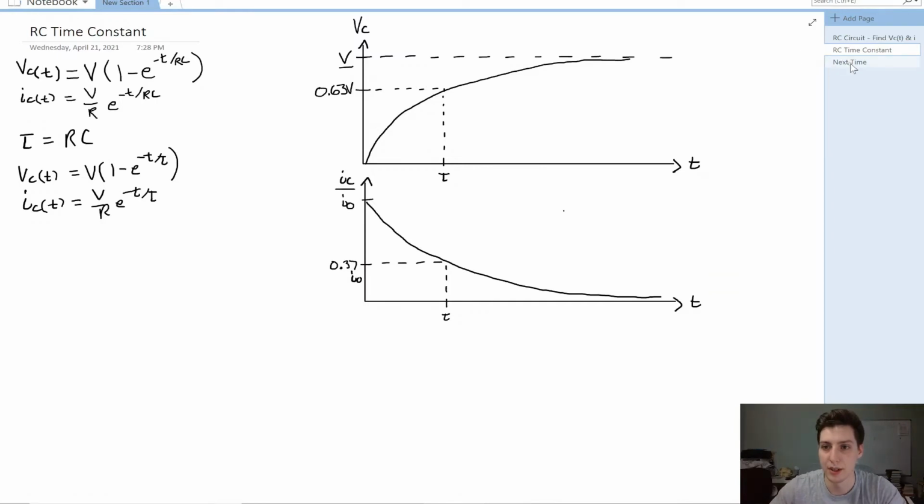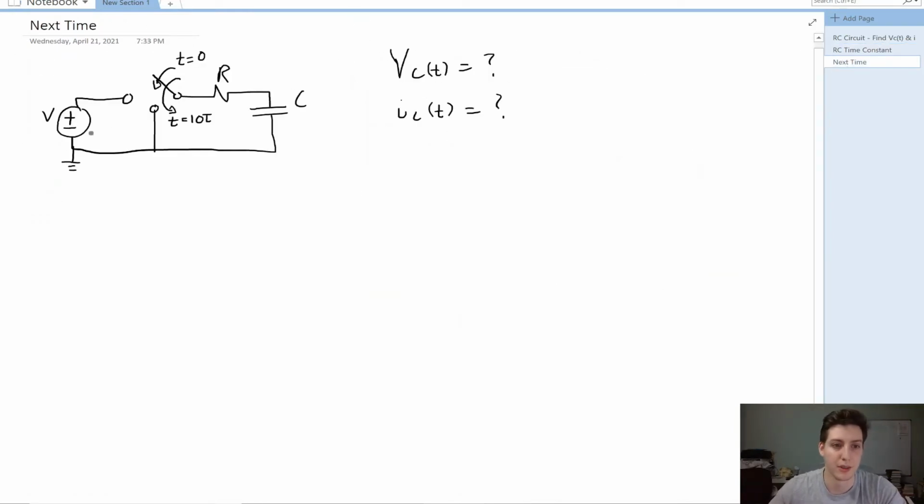Next time, we can look at the following circuit, where we will have the same thing, except now we are adding this node here. So at t equals 0, the switch closes to here, and we will have our voltage source in series with the resistor and the capacitor, so we would expect the same kind of charging. But then after 10 time constants, we are going to put our switch to this pin, which allows our capacitor to discharge. So we'll see how the capacitor charges up and then how it discharges.